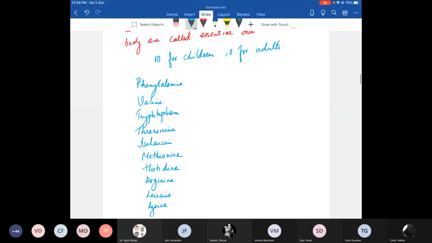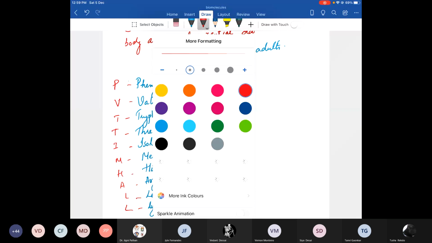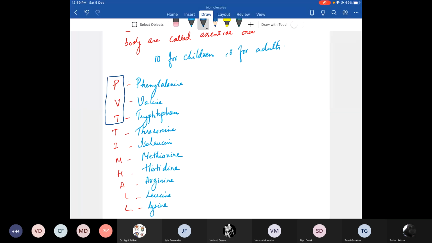So the trick is PVT TIM HALL. You can combine it: PVT is for Private Tim Hall. So these all are essential amino acids that need to be present in the diet. Okay, 10 for children and 8 for adults.